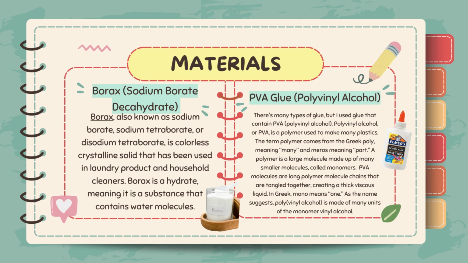Second is PVA glue, or polyvinyl alcohol. There are many types of glue, but I use glue that contains PVA, which is polyvinyl alcohol. Polyvinyl alcohol or PVA is a polymer used to make many plastics. The term polymer comes from the Greek poly meaning many, and meros meaning part. A polymer is a large molecule made up of many smaller molecules called monomers. PVA molecules are long polymer molecule chains that are tangled together, creating a thick viscous liquid. In Greek, mono means one. As the name suggests, polyvinyl alcohol is made of many units of the monomer vinyl alcohol.